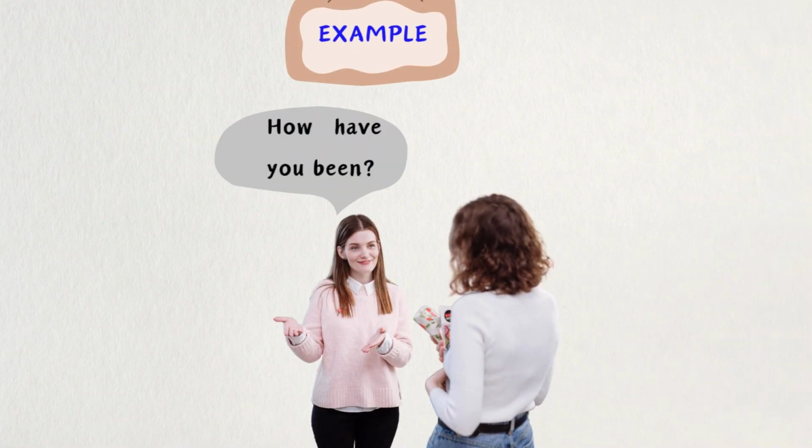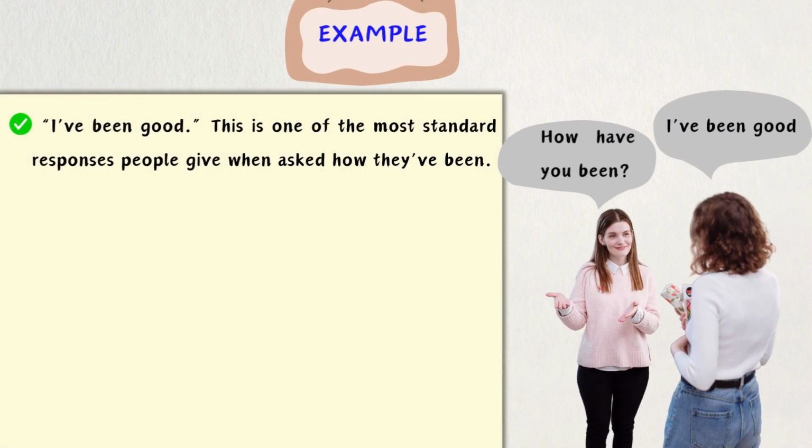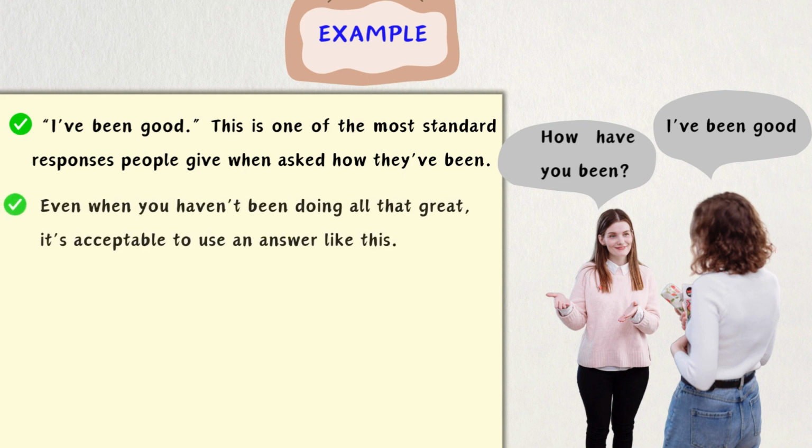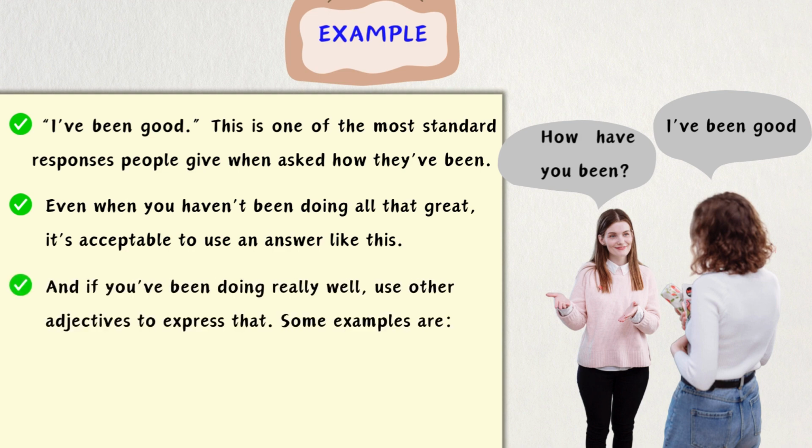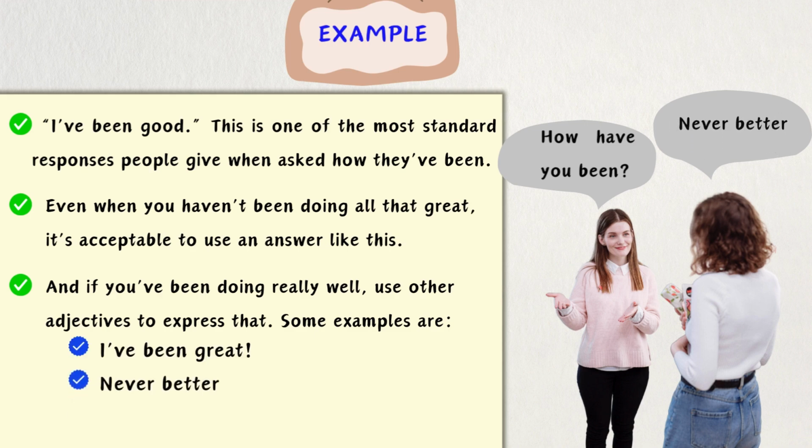Here are some examples. Short responses. I've been good. This is one of the most standard responses people give when asked how they've been. Even when you haven't been doing all that great, it's acceptable to use an answer like this. And if you've been doing really well, use other adjectives to express that. Some examples are, I've been great, never better. I've been doing well.